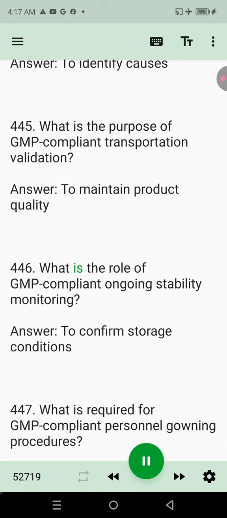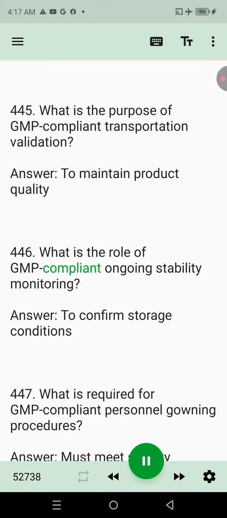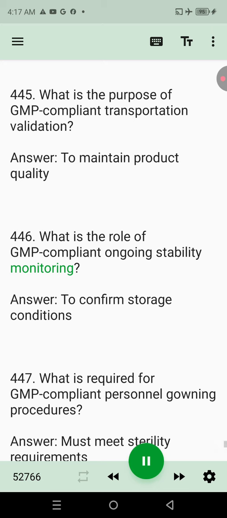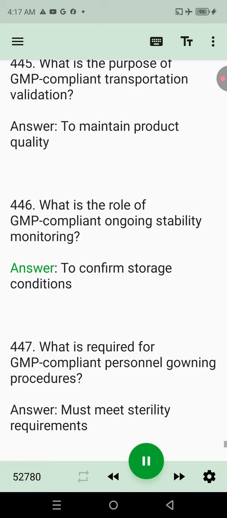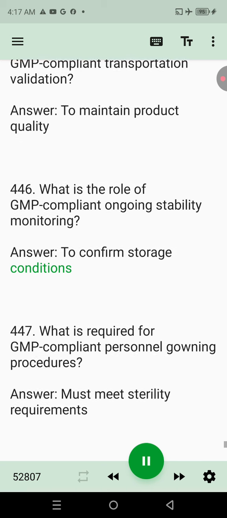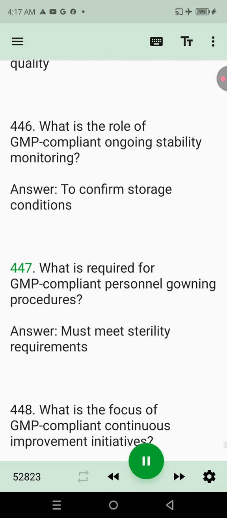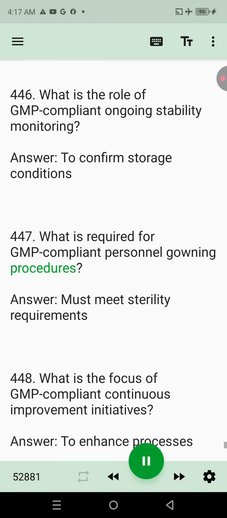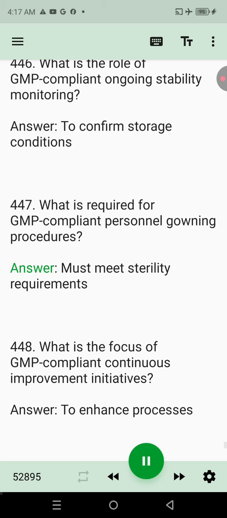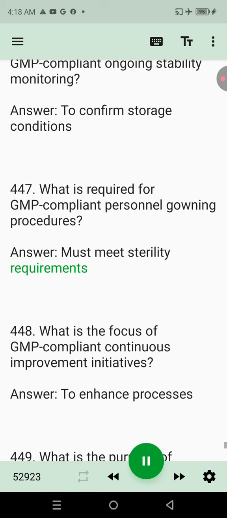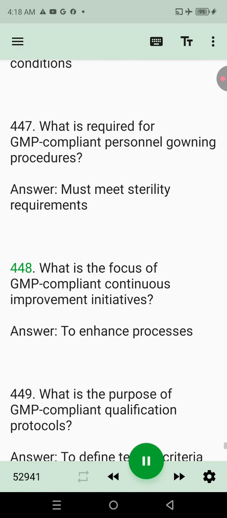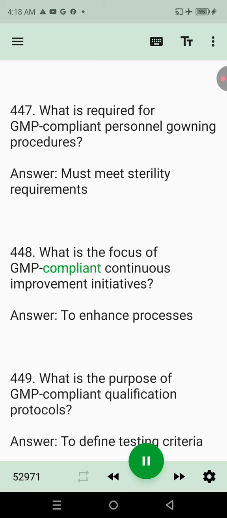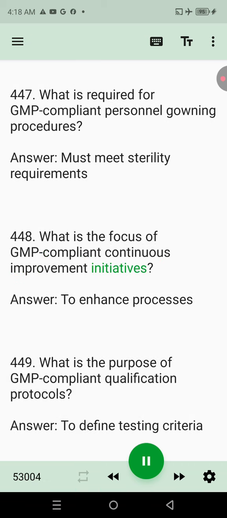446. What is the role of GMP-compliant ongoing stability monitoring? Answer: to confirm storage conditions. 447. What is required for GMP-compliant personnel gowning procedures? Answer: must meet sterility requirements. 448. What is the focus of GMP-compliant continuous improvement initiatives?